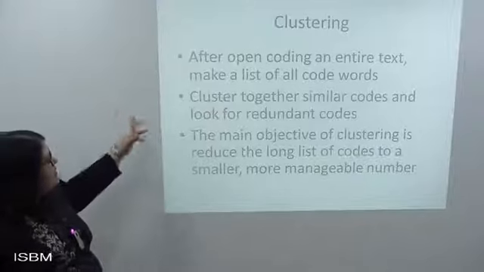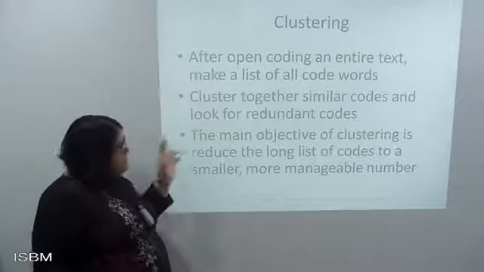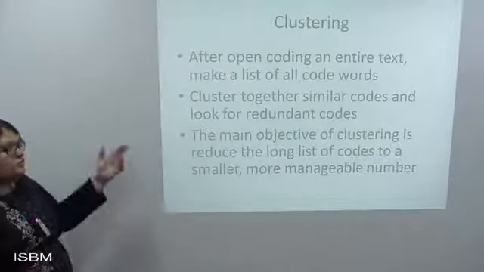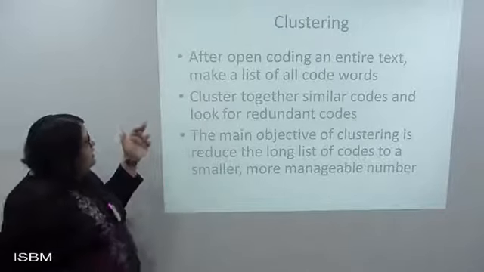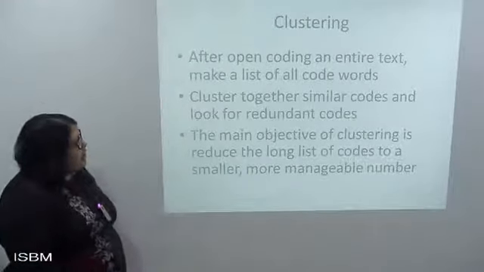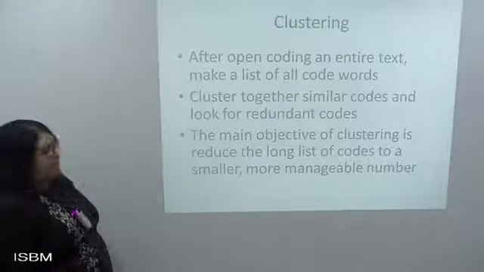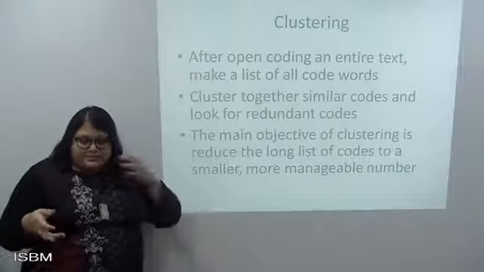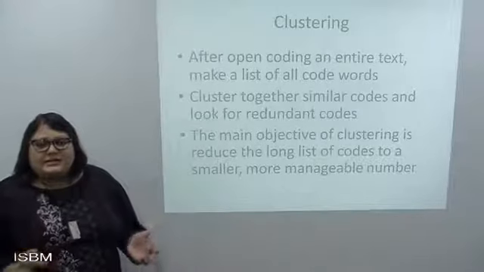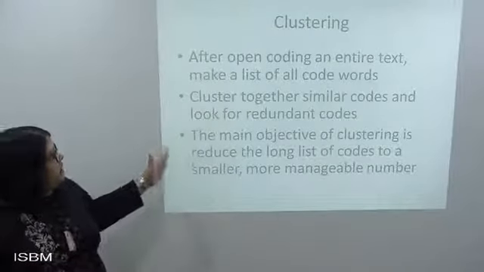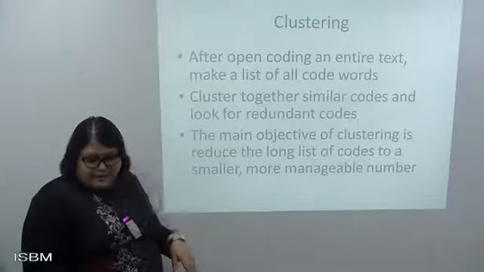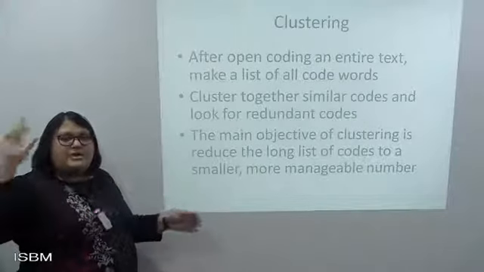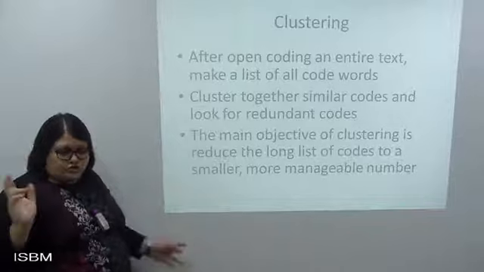So cluster together similar codes and look for redundant codes. The similar codes will be placed in one category, and the codes which do not share the same values would go into the redundant codes. The main objective of clustering is to reduce the long list of codes to a smaller and more manageable number. The large amount of data finally gets condensed into relevant materials from where you can pick up and build on for your future use.